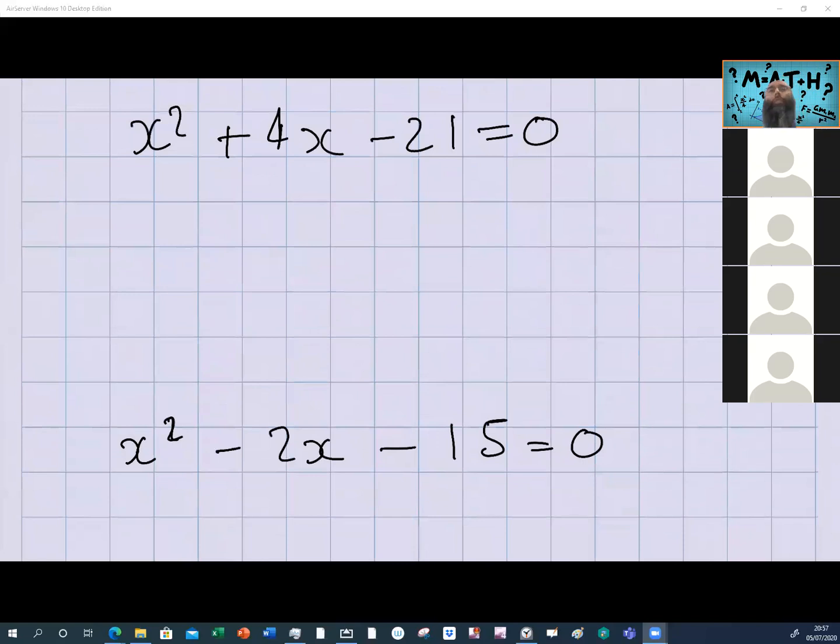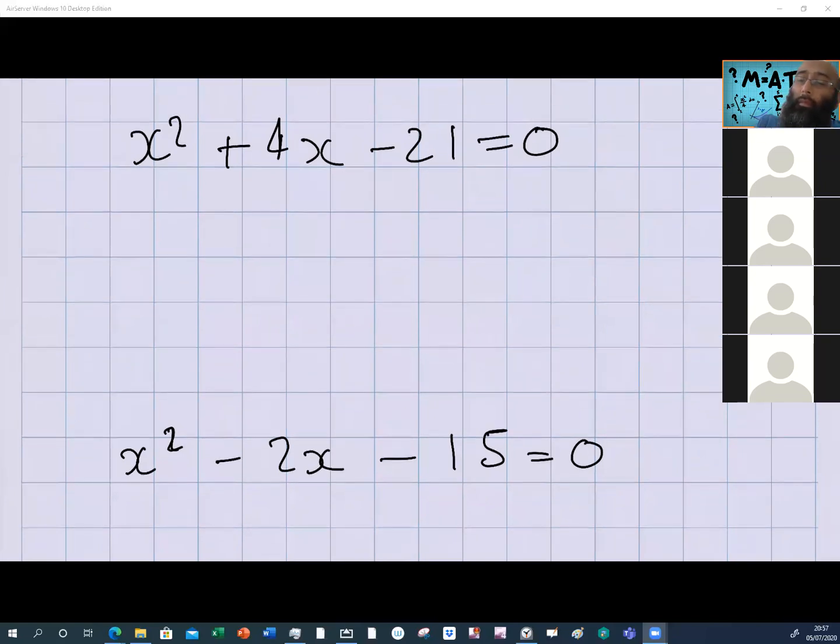Okay, for the next one, I'm going to choose another student. Abdullah, please. On the next one, first you have to find the factors of minus 21. So give me the statement: two numbers that times to give you minus 21 and add up to give you 4. So the two numbers, times to give you the last number, add up to give you the middle number. That's the statement. I want you to write that down for each question when you do this for homework. Times to give you minus 21, add to give you 4.